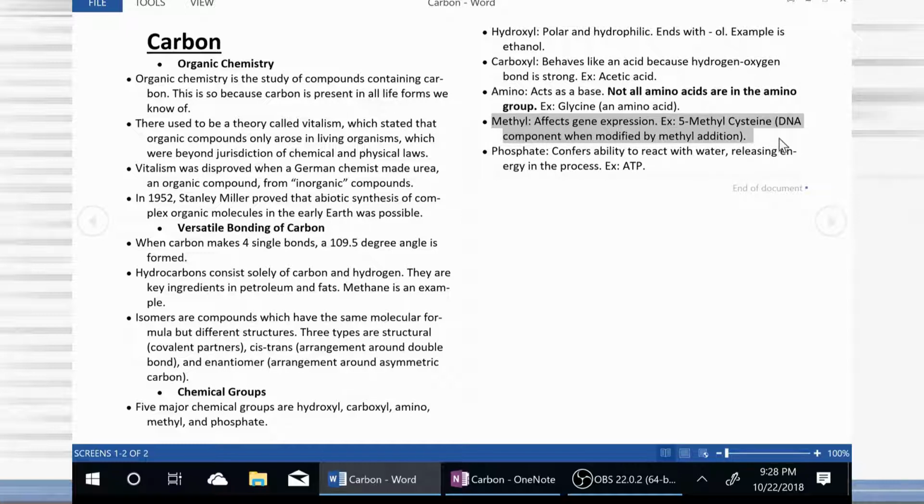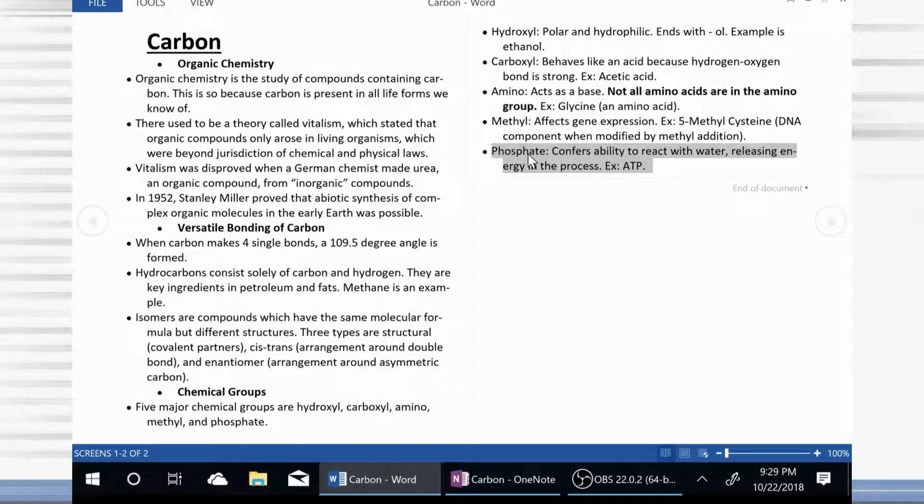Then we talk about our methyl. Our methyl groups contain CH3. And whenever you see CH3, you know it's a methyl. Methyls are really important because they affect gene expression. When we talk about methylating a gene, or at least a part of a gene, then that area that is methylated is going to be activated. The instructions of that gene will be expressed and executed, basically. A good example is 5-methylcysteine, which is a DNA component that changes when modified by methyl addition.